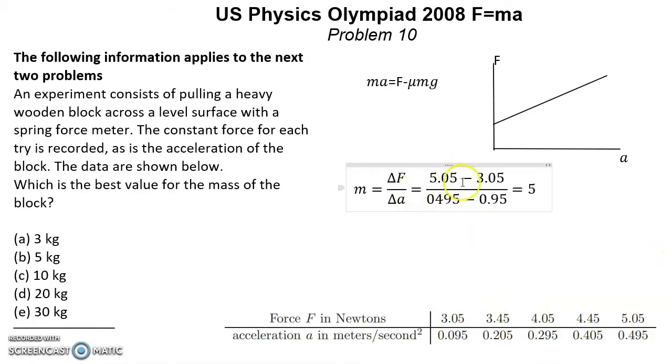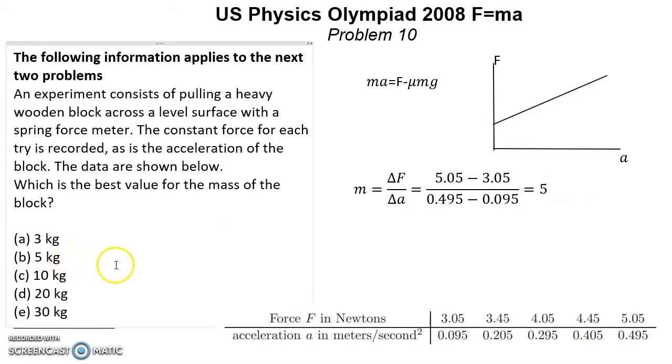We choose points: (5.05 minus 3.05) divided by (0.495 minus 0.095). So this is our answer. We have mass equal to 5 kilograms, which is answer B.